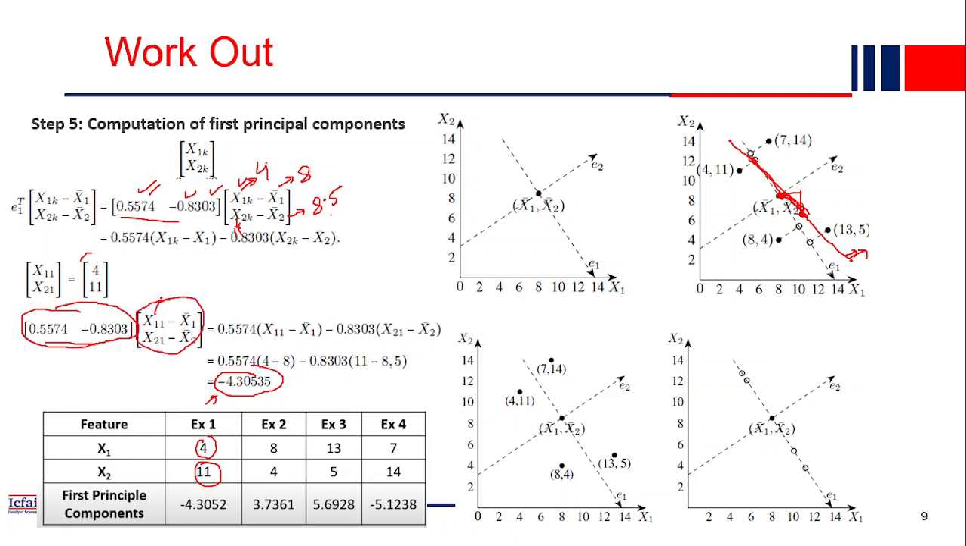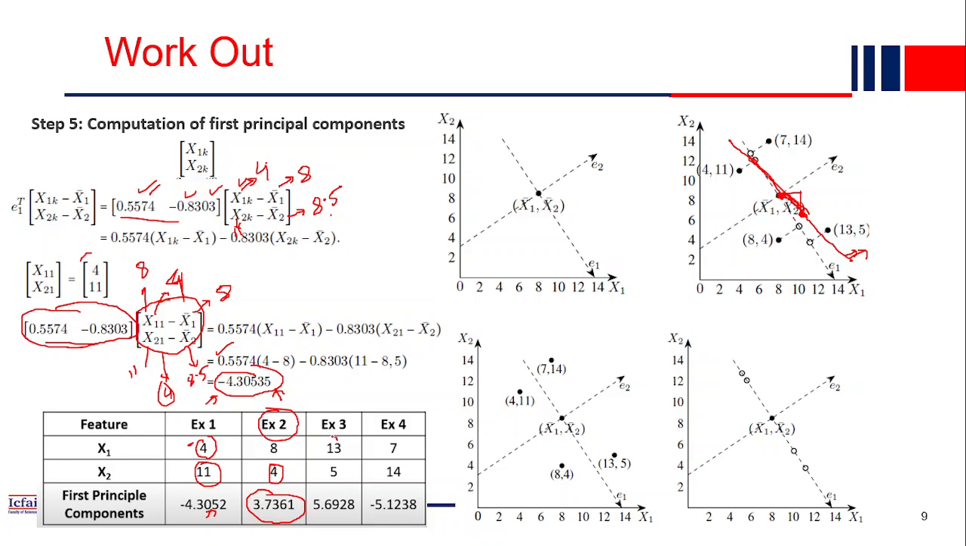In the second part, this value is 4, and the second row value is 11. The average of the first data set is 8, and the average of the second is 8.5, right? If you substitute all four values and do the matrix multiplication, you will get the first value, 4.33. Similarly, you can find the second point also. In the second point, instead of 4 this will be 8, and the y value will be 4, with the rest the same. Again you do the same multiplication and you will get 3.73.